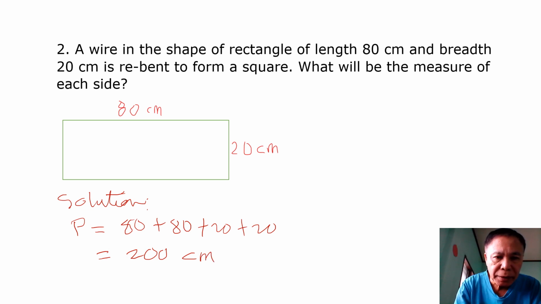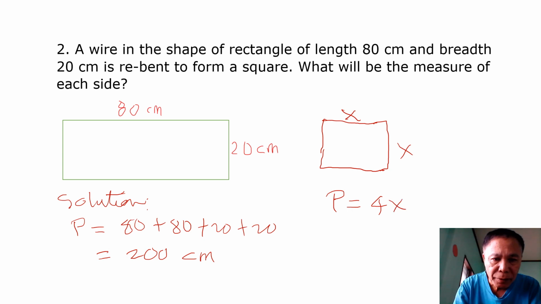centimeters. But it is rebent into a square, the same length, but the sides are equal. So mark that one x. So you have the perimeter equals 4x. Your total perimeter is 200 equals 4 times x. Your x equals 50 centimeters. So each side should measure 50 centimeters.